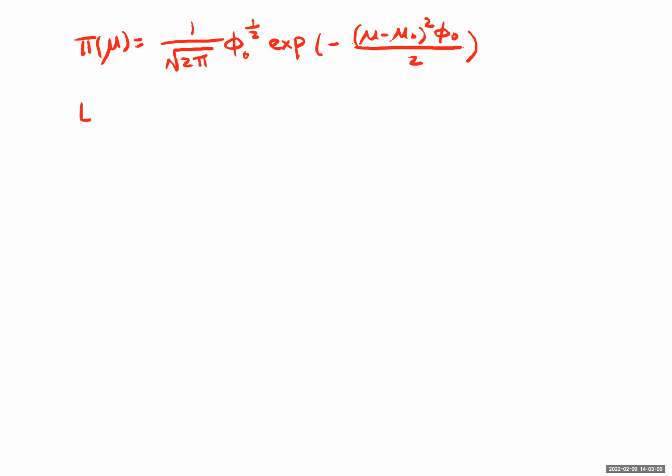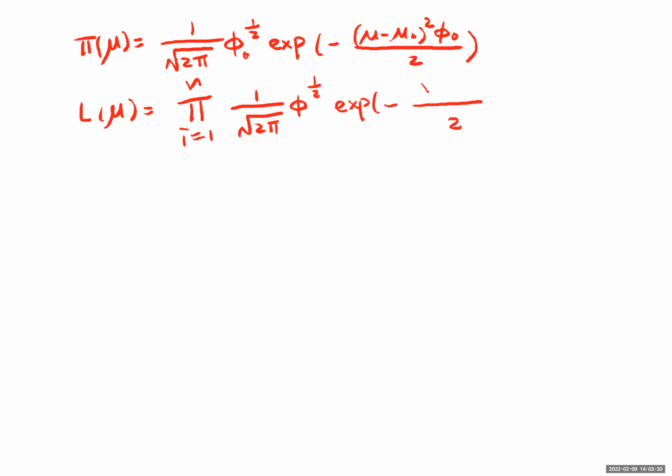And the likelihood, I didn't simplify as much earlier, but let's make sure that we can do that together. So I still have the big product over here, and in each of them, I have 1/√2π, I have φ^(1/2), okay? And then I have my −1/2, and then I have (yi − μ)². And don't forget your φ over there. So that's before I take the product. For each of them, this is what I have.